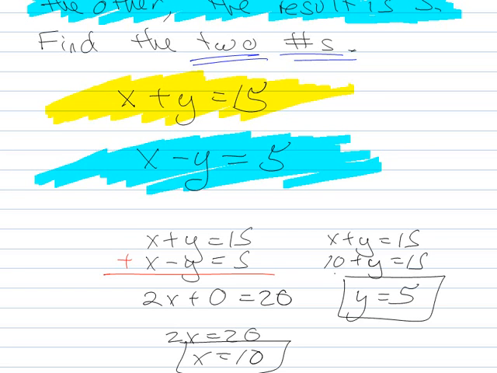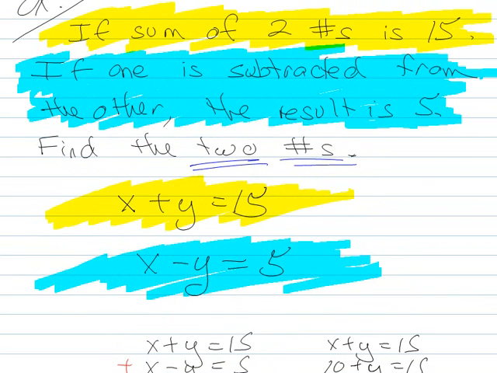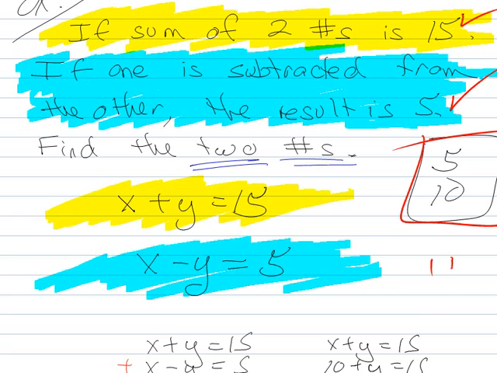Now, does that make sense? If my numbers are 5 and 10, the sum of those numbers is 15. Yes, 5 and 10 is 15. If I subtract one from the other, the result is 5. Is that right? Yep. So that's how I've got my answer.